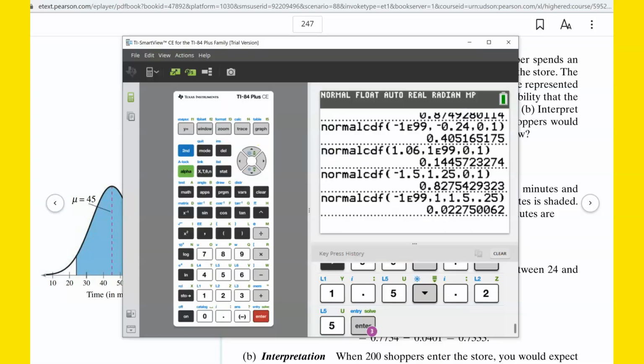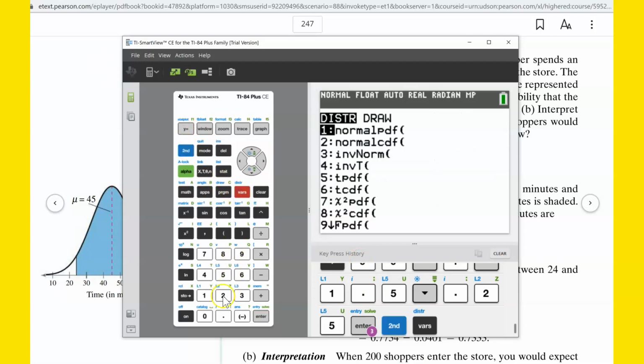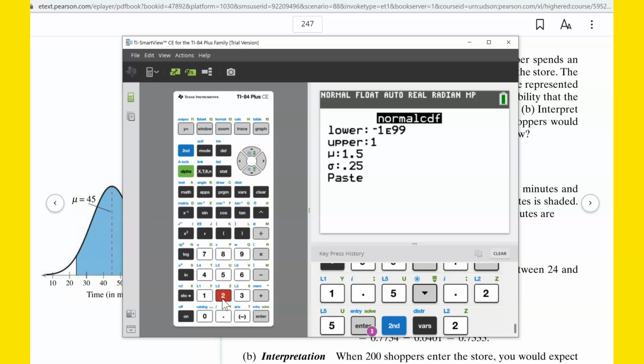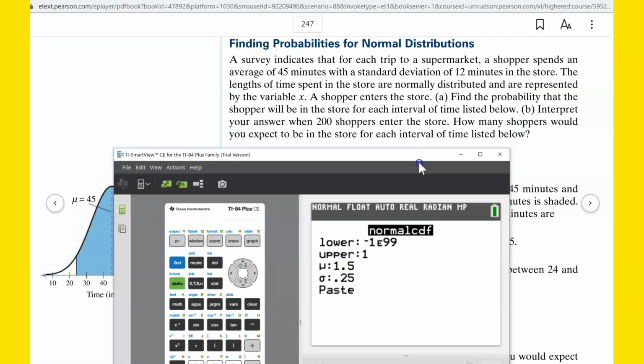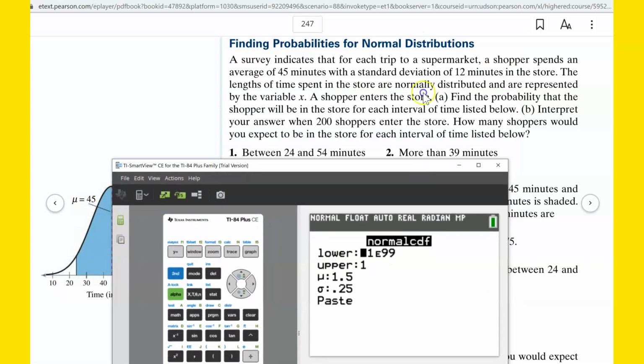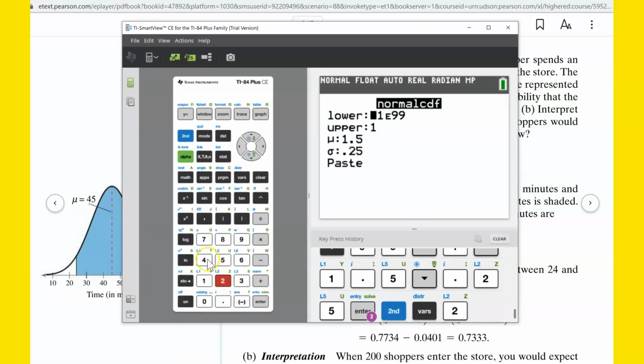We go to our calculator. Second distributions, normal CDF. Notice we're almost always using normal CDF. The only time we ever use normal PDF is when we're trying to graph the normal distribution function in the graphing calculator. But when we're doing these calculations, we're always using normal CDF. All right, we were talking about the shopper spending between 24 and 54 minutes. So the lower bound is 24.